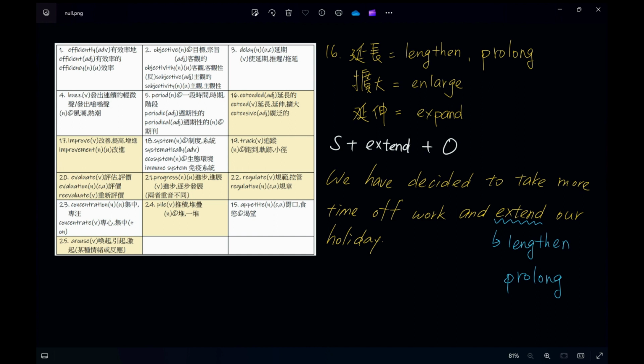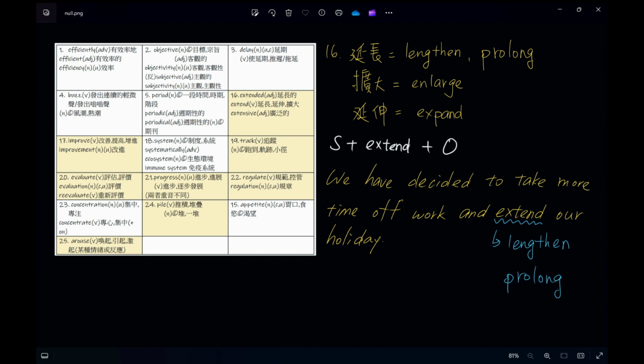We have decided to take more time off work and extend our holiday. So you're essentially saying that I want more days for my holiday. So this extend means to lengthen, means to prolong. Okay? So that's how you use the word extend.